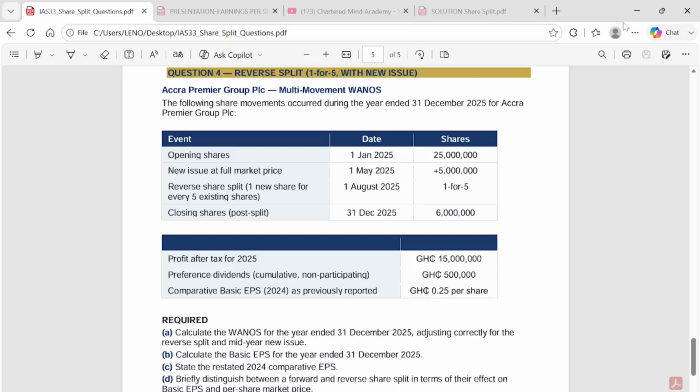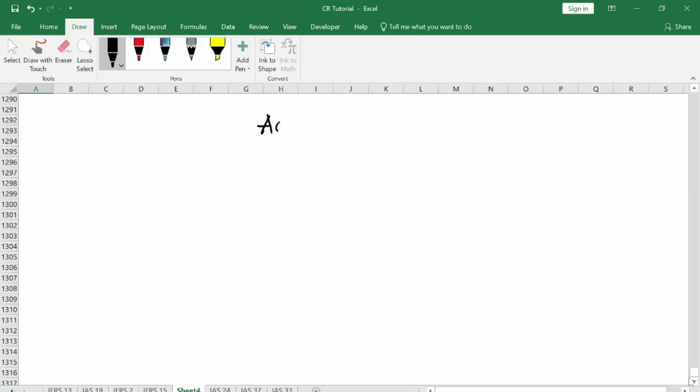Calculate the basic earnings per share for the year ended 31st December 2025. Take the restated 2024 comparative earnings per share. Briefly distinguish between forward and reverse share split in terms of their effect on basic earnings per share and share market price. So the question is Accra Group Limited, right?